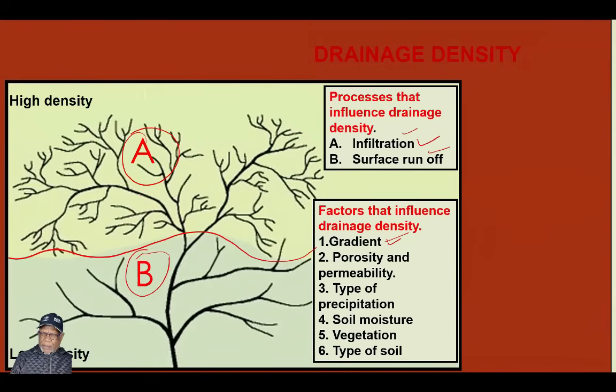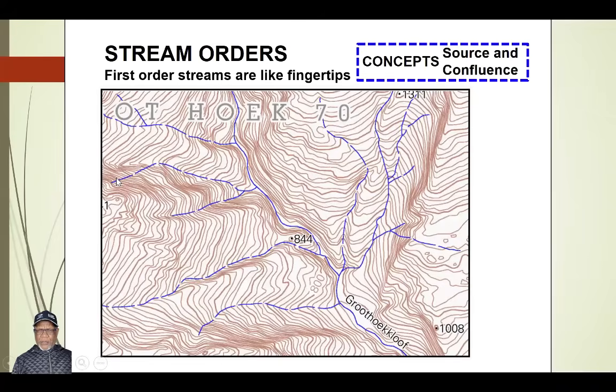And we have already spoken about vegetation, and type of soil is the same as porosity and permeability. It means the soil at B is more permeable. Now, permeable meaning that the soil is allowing for water to infiltrate and therefore resulting in low density. That is why we have fewer streams. But at A, it means the soil is less permeable and therefore more surface runoff and less infiltration.